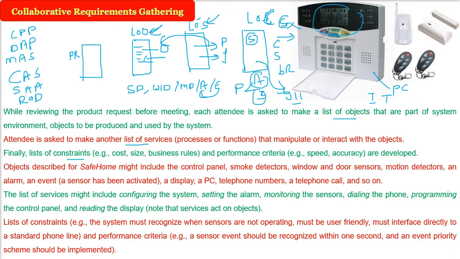Then the performance criteria, that is the response time. The sensor event, say, should be recognized in 1 millisecond or 1 second. And what is the priority? Because multiple events are taking place, what is the priority of all these events? So these are the list of constraints and performance criteria. I hope you got the idea.